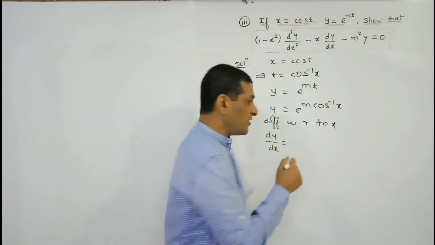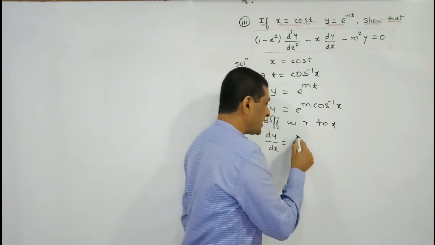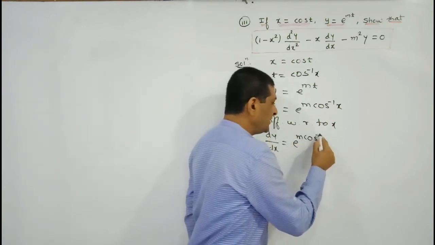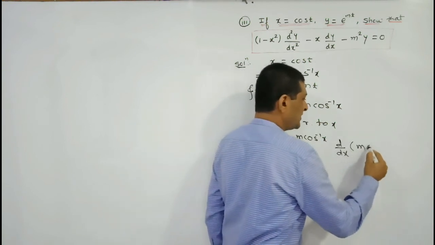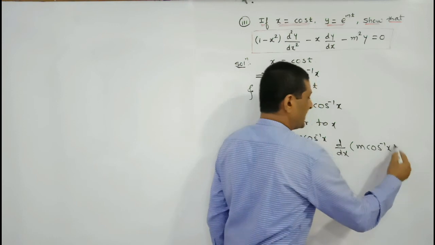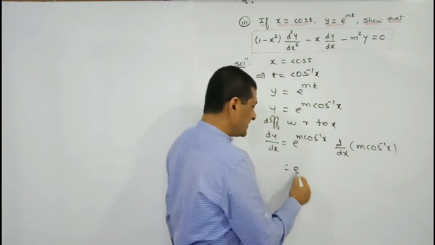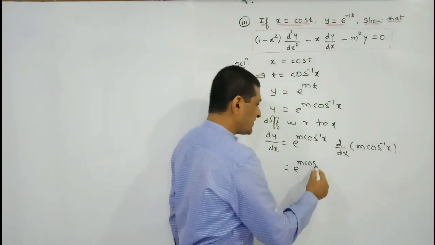And what is the derivative of e raised to power f of x? E raised to power f of x into the derivative of f of x. What is f of x here? m into cos inverse of x. So it is equal to e raised to power m cos inverse of x. Keep it as it is.